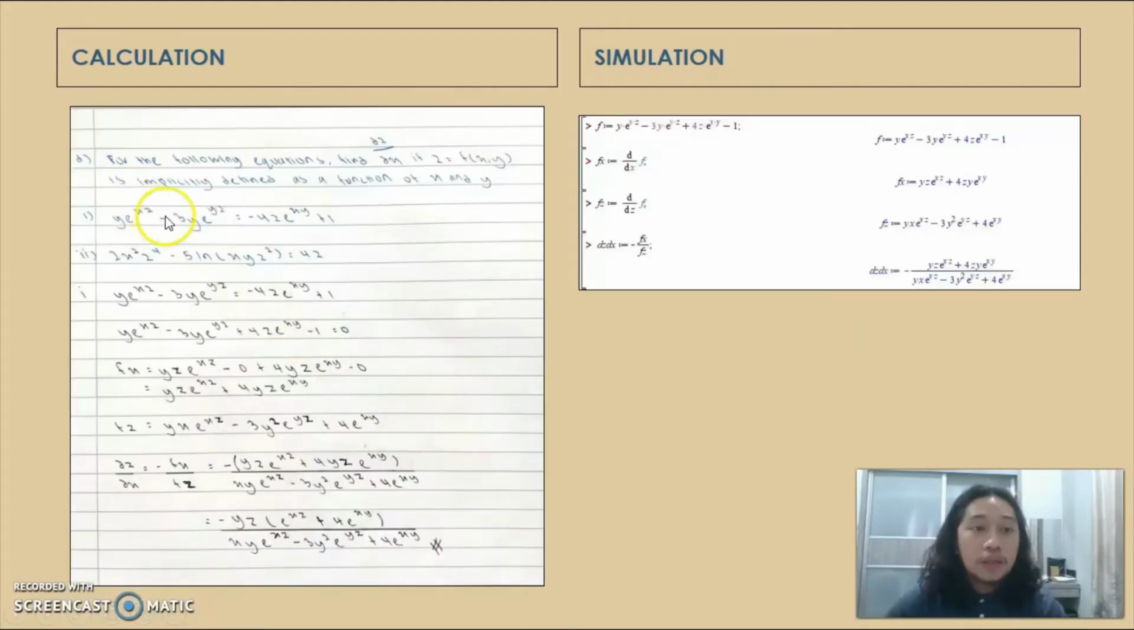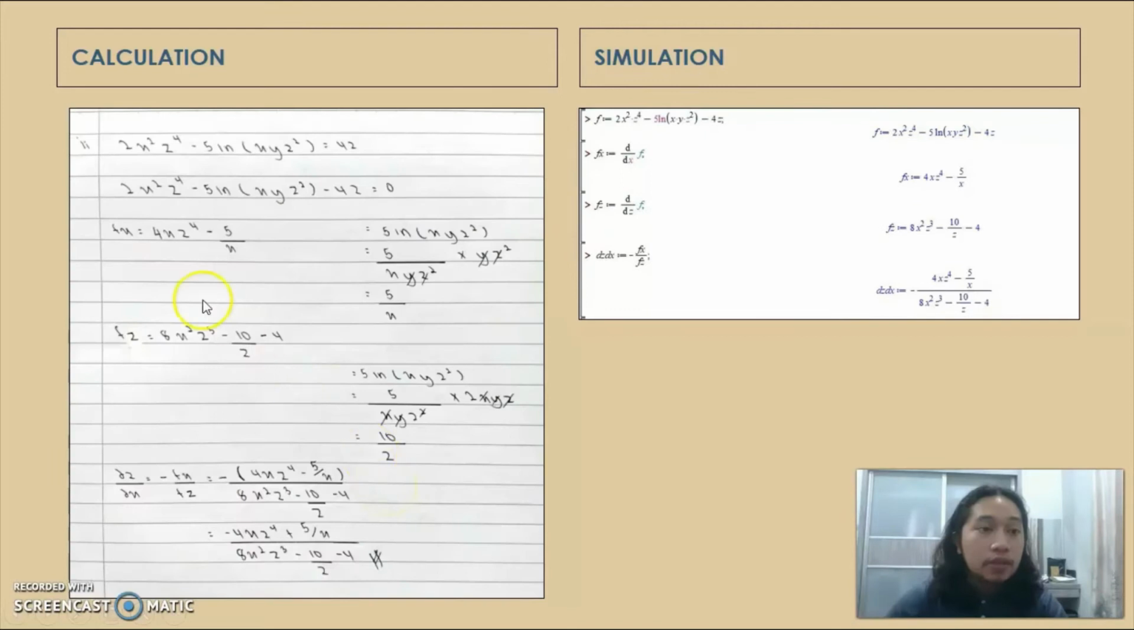Okay, question 2b. We need to find the delta z over delta x. So this is about the topic of implicit partial differentiation. First we need to differentiate the function here against x and z. And then we use the formula negative fx over fz, and we got the same answer here for calculation and simulation.